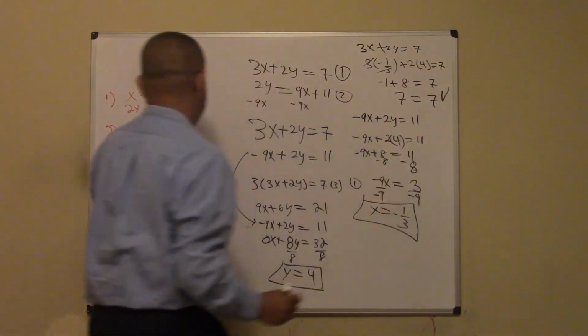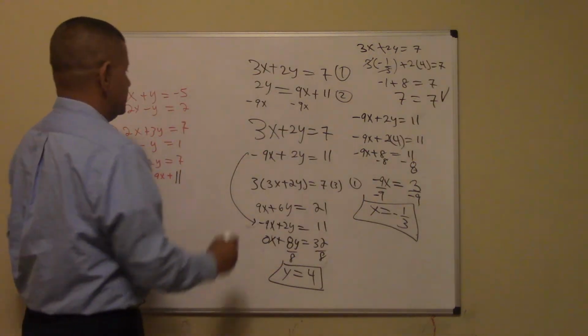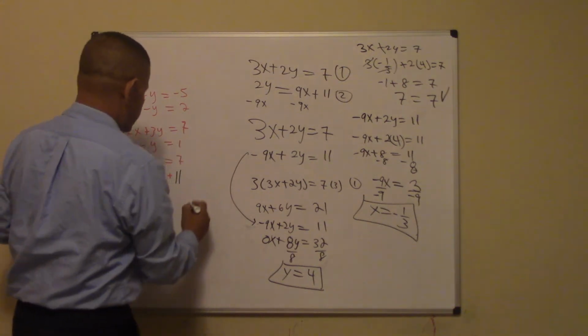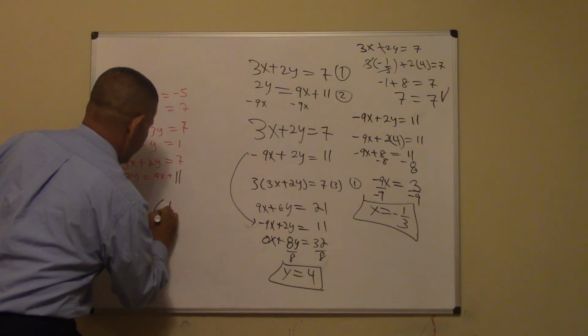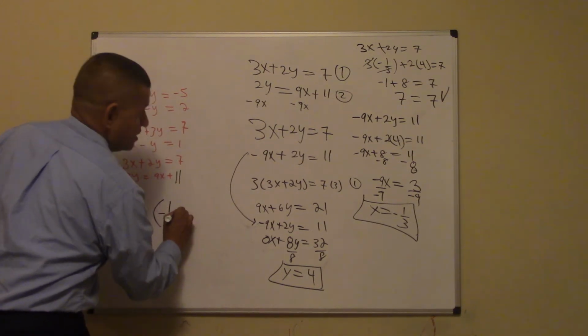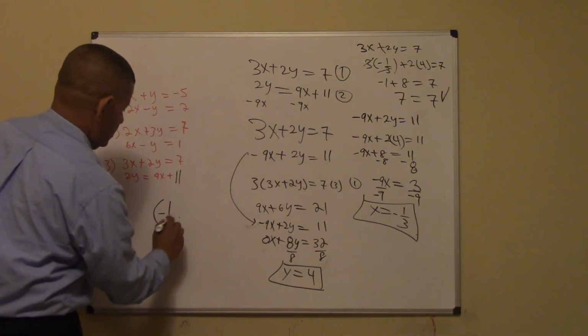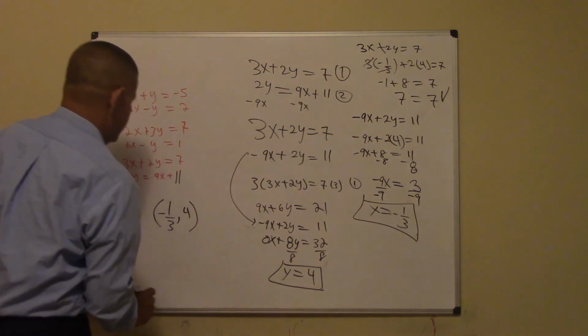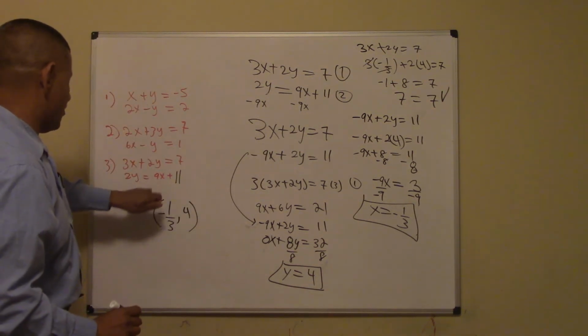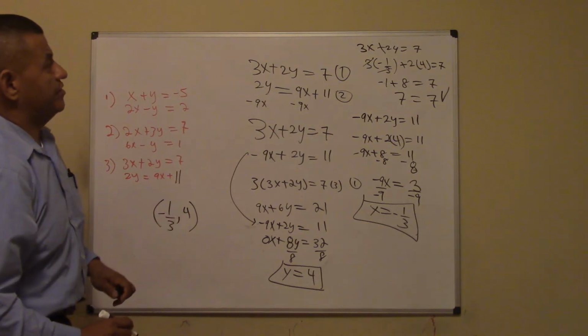So we checked. So the answer for this is negative 1/3, comma 4. So the answer for the third equation is negative 1/3, comma 4.